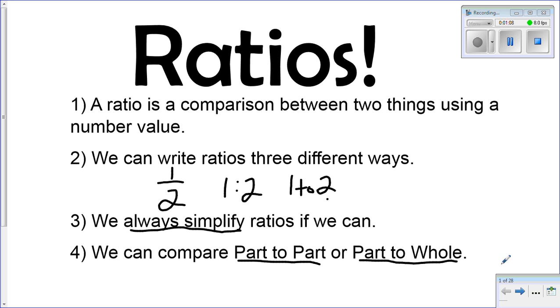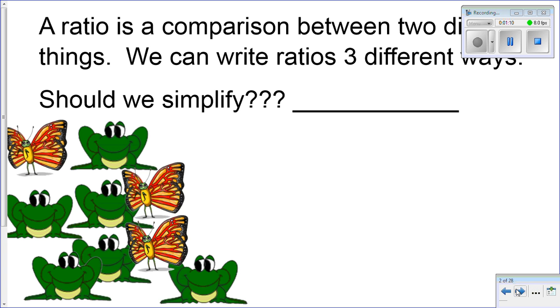So let's take a look at an example. Here I have a few images of frogs and butterflies. And if I asked you, what's the ratio of butterflies to frogs? Well, as I make my observation, I count 1, 2, 3 butterflies. And I count 1, 2, 3, 4, 5, 6 frogs. So the ratio of butterflies to frogs is 3 to 6, which means for every 3 butterflies I see, there will be 6 frogs there as well.